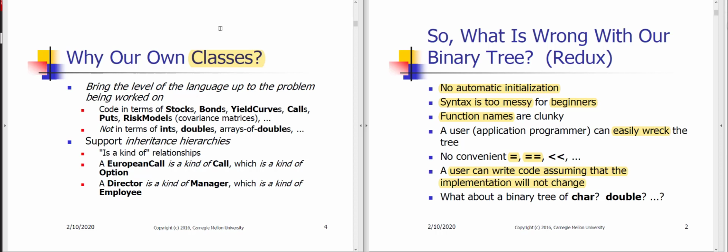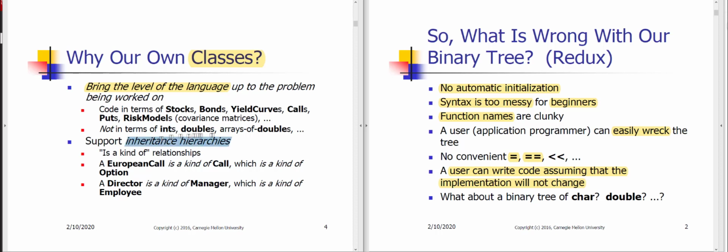The idea of a class, which is a user-defined data type, is to bring the level of the language up to the level that we are conceptualizing our problem at. That is, why don't we have a data type called stock, or a data type called bond, or a data type called yield curve that we can interact with in the way that we think of those things behaving in the real world? So that's one reason, is to lift the level of the language up to more closely match the problem that we're trying to solve.